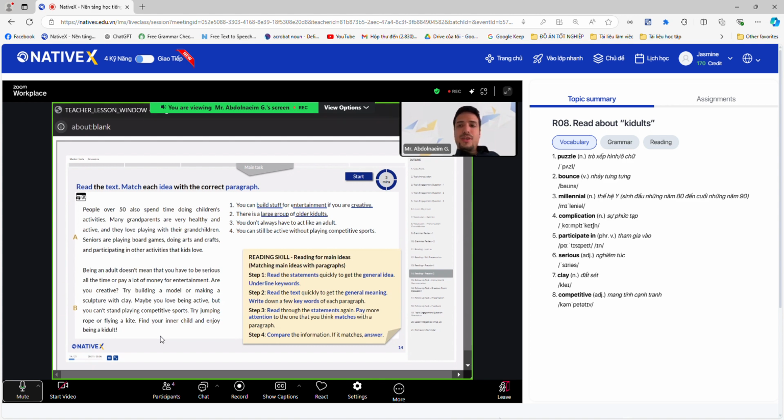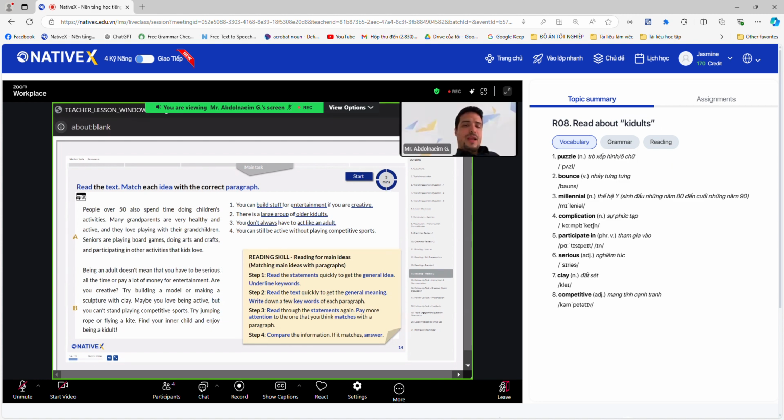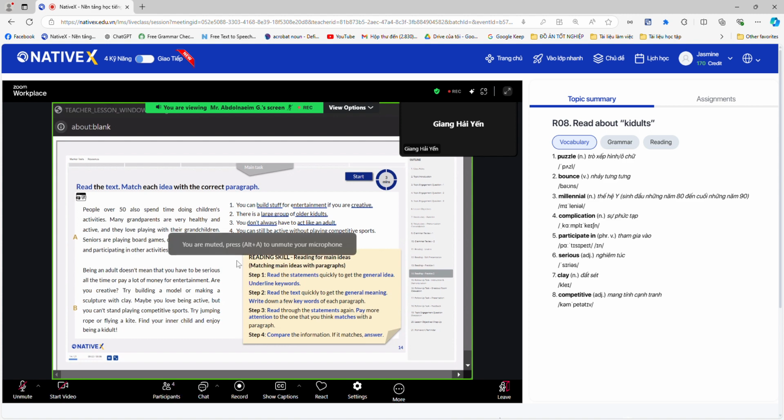Yes, very good. Ms. Yen, what are the keywords for number 3 and 4? The keyword in number 3 is don't have to act like an adult. And number 4 is still be active without competitive sport. Very good. Thank you very much.